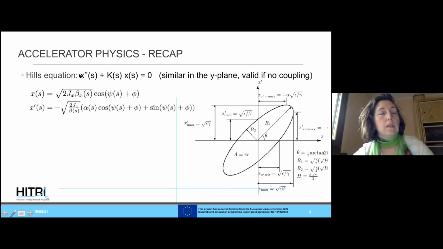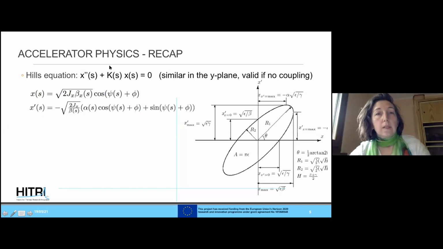As you see, this is the equation of a pseudo-harmonic oscillator. You recognize the second order derivative, a coefficient which is somehow the frequency of oscillations and the position. However, this frequency depends on the position S. Of course, you can do the same in the vertical plane. Here now we will stay on the horizontal.